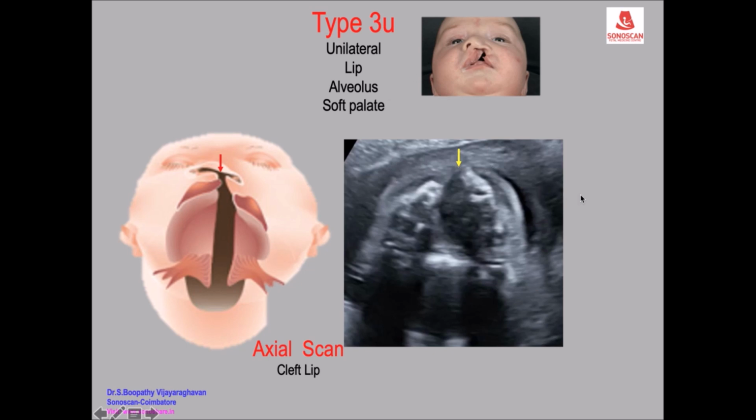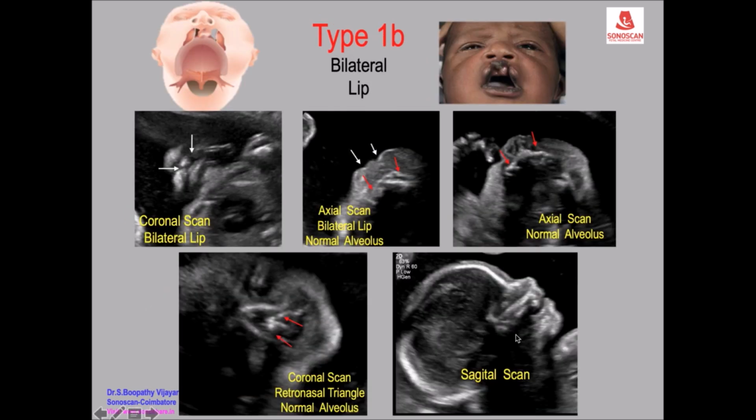So that is cleft of the upper lip, and cleft of the alveolus. So that is the alveolus missing, and then you also see the cleft soft palate. And when you see the profile, you will see that there is no premaxillary protuberance. The profile is normal, where there is no premaxillary protuberance, which differentiates it from 2B, which we will see subsequently.